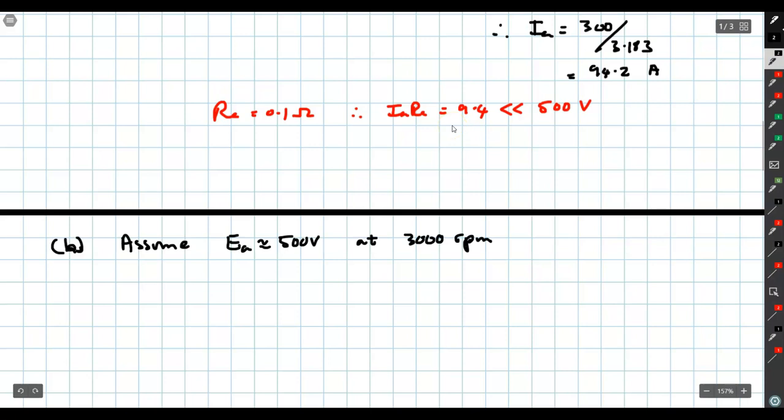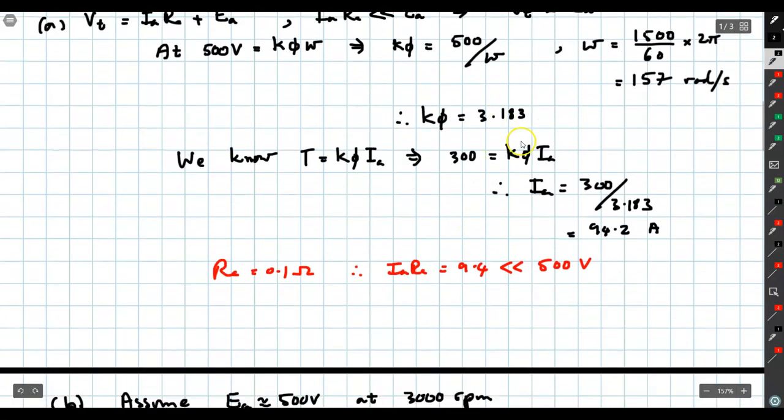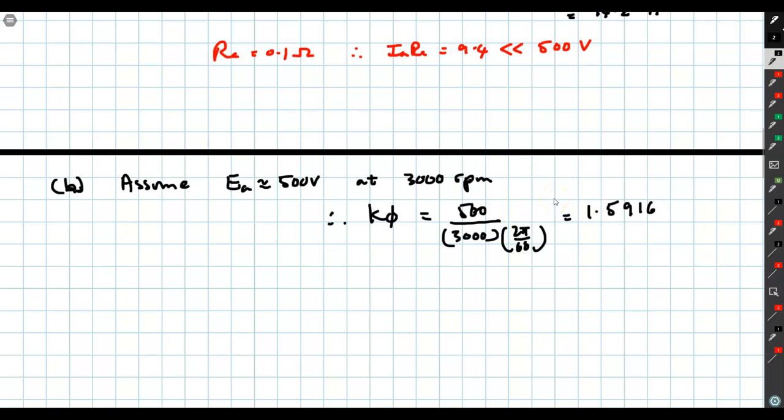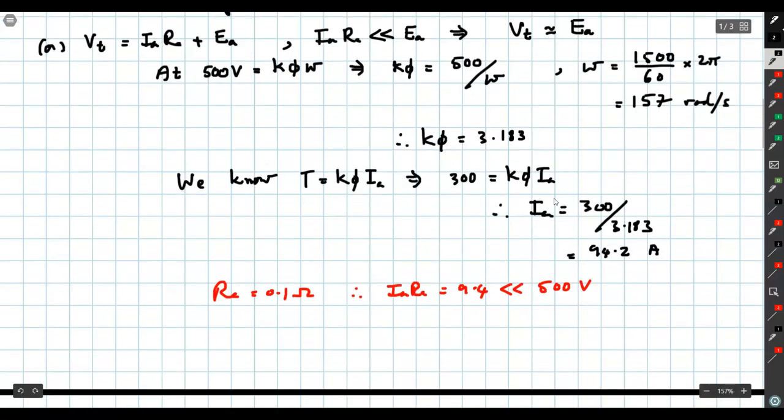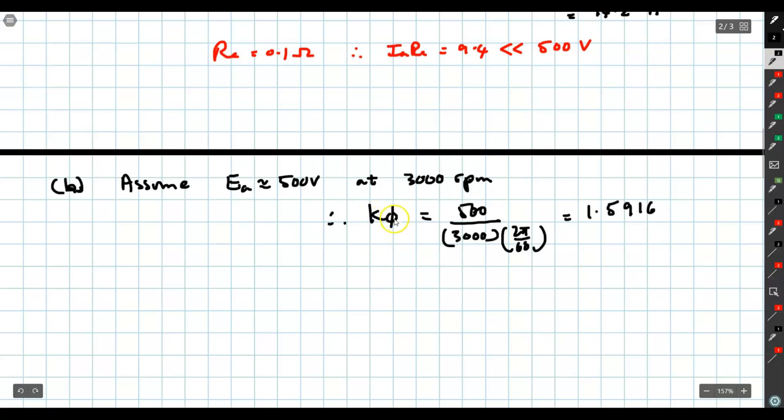at 3000 rpm. Therefore, K phi, in this case, is equal to 500 over 3000 times 2 pi over 60, which is equal to 1.5916. If you compare this value with the previous value of 3.183, we can see that K phi now is basically half of the previous value of 3.183, which means that the flux is reduced, because K is the same as before. And since the flux is reduced, K phi is reduced to 1.5916. So from here, we can find the torque.